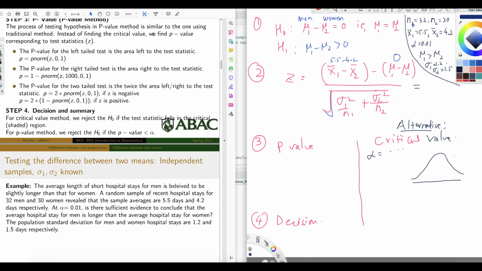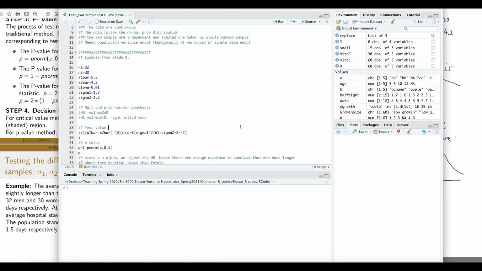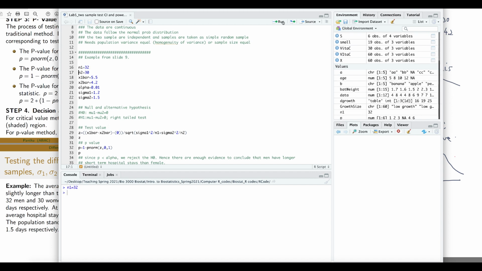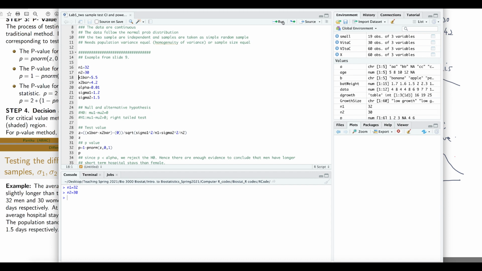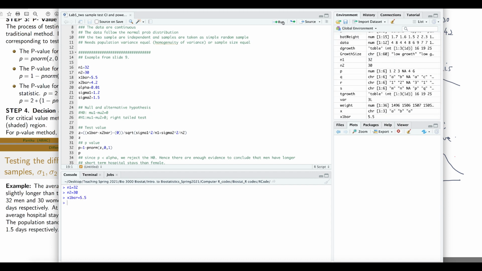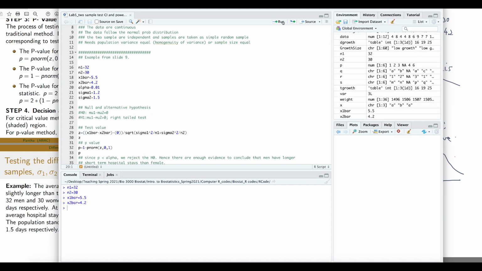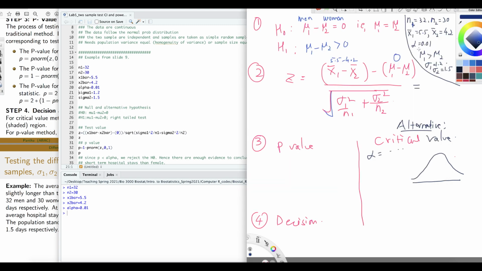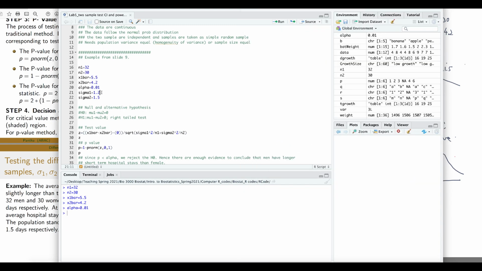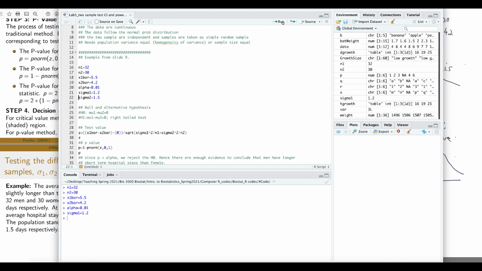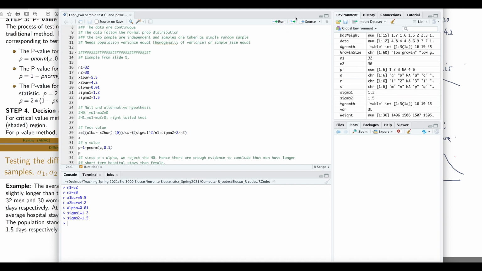Let me see if I have done exactly the same problem. Look at this. You see that? n1 is 32, n2 is 30, x1 bar is 5.5, x2 bar is 4.2, alpha is 0.01. That's what the alpha is. And then what is sigma? Sigma 1 is 1.2, and sigma 2 is 1.5.